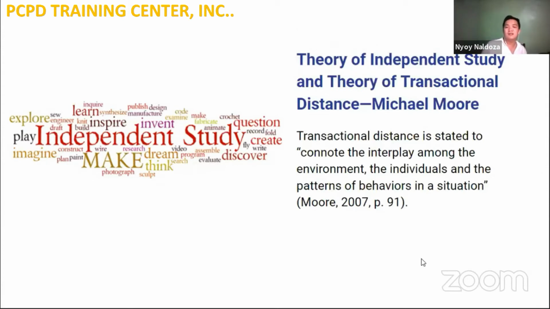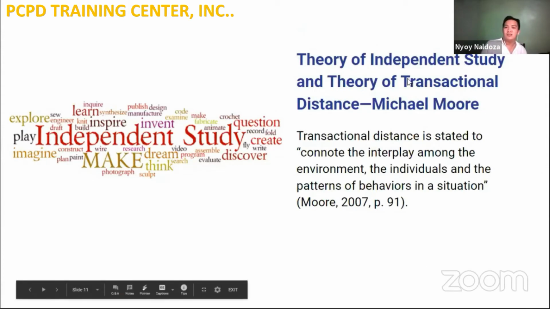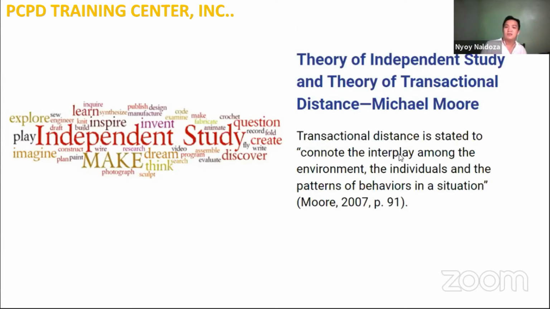Okay. Another one is the link between the independent study and the transactional distance. If we're talking about transactional distance, it connotes the interplay among the environment, the individuals, and the patterns of behavior in a situation. Now, we're dealing with transactional distance. If the students and teachers are separated from one another, you cannot impose one modality to be administered. There are lots of modalities that you can apply. Kasi it always account to a given situation.